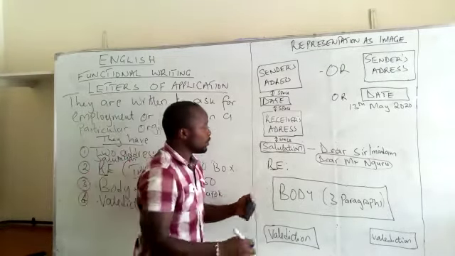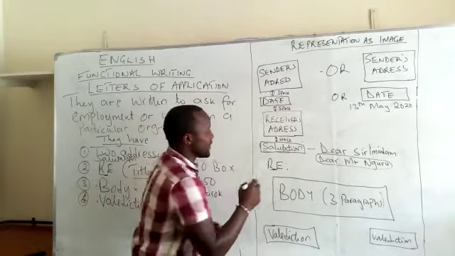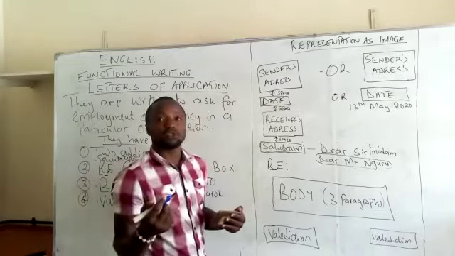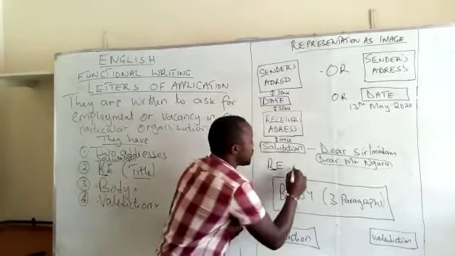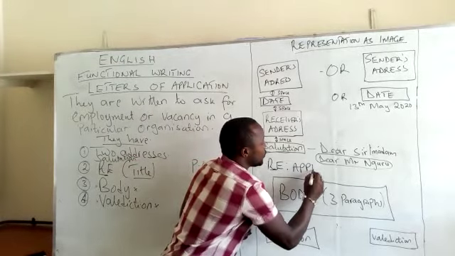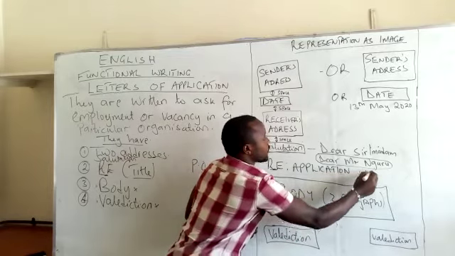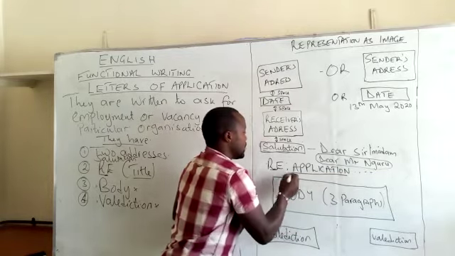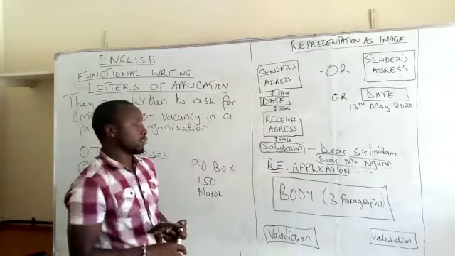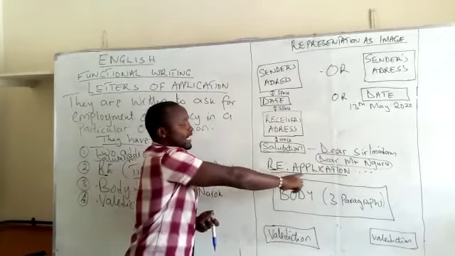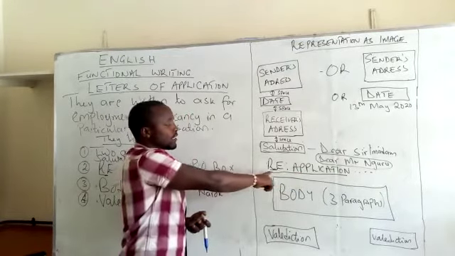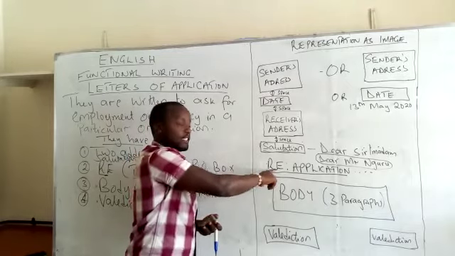Then this title should be written in capital letters. For example, you are writing to apply for a scholarship, therefore you will say application for a scholarship, just for example, application for a scholarship. Then you will underline the whole of that, including the re.